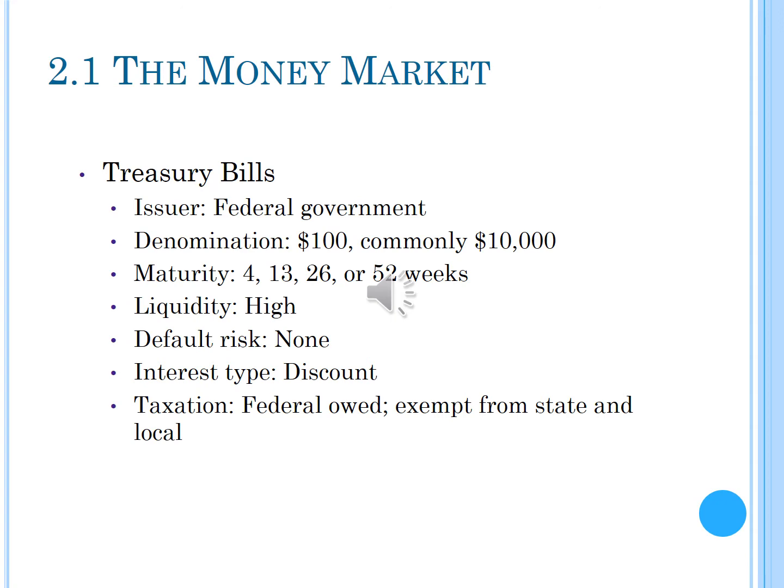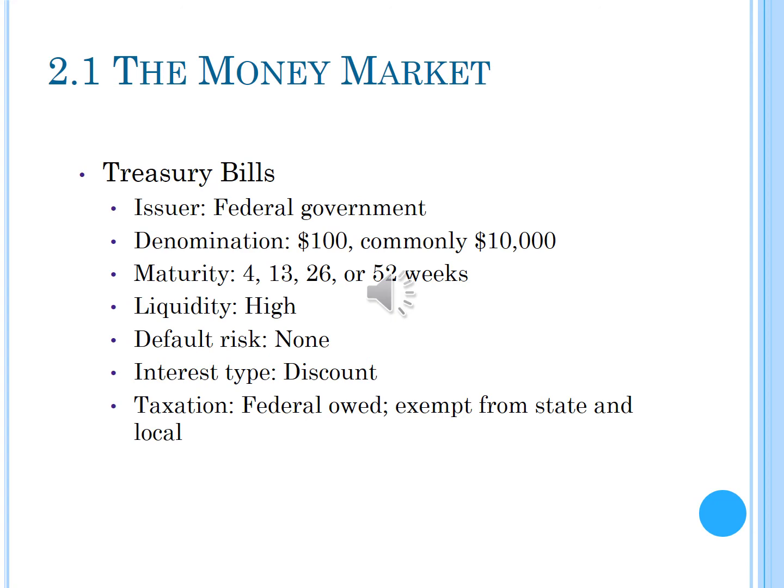Okay, so the basic points that you need to understand are who issues those treasury bills, which is the federal government, and the denomination of these T-bills. They are commonly traded at 10,000, but they can be issued also at 100. They mature at 4, 13, 26, or 52 weeks, but the most common ones are the 52 weeks maturity length or period, which is basically 1 year.